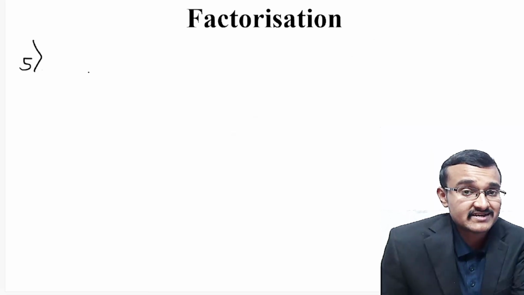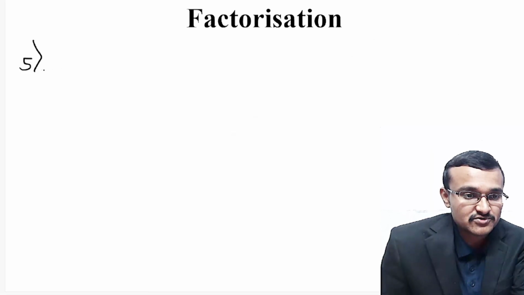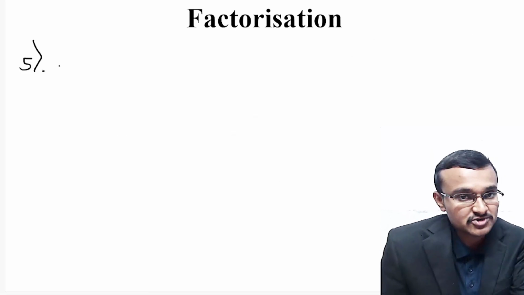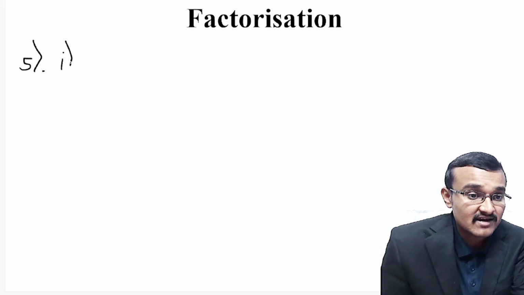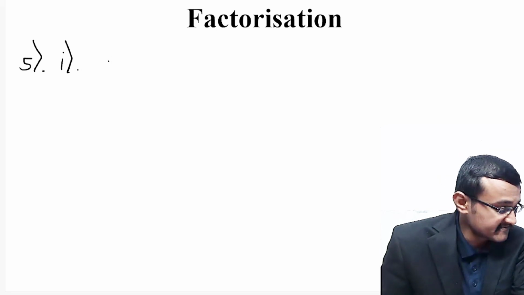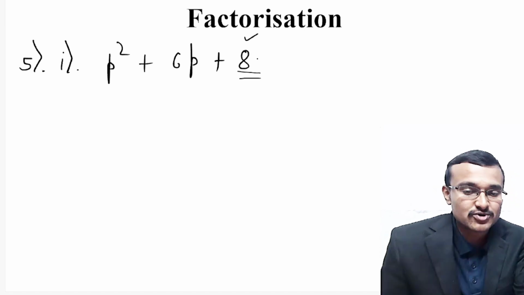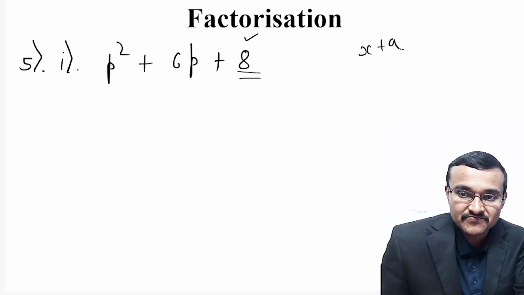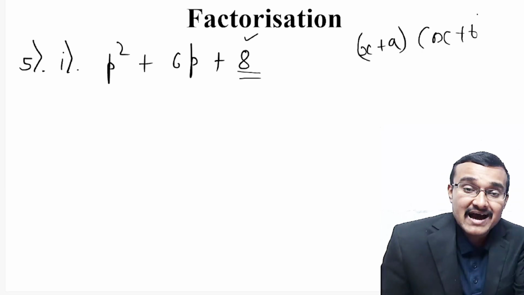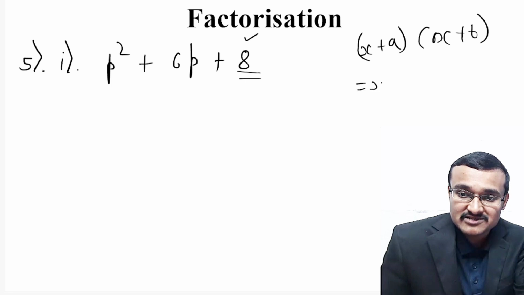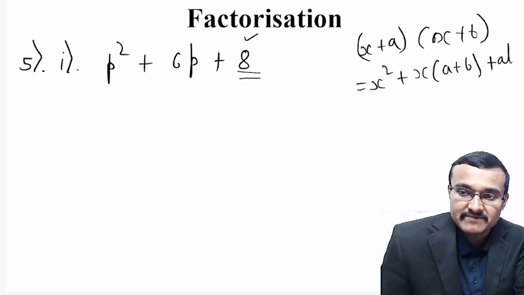Coming to the fifth question, here you have three questions in this particular fifth question. I will solve two questions, and the remaining one you can solve similarly. Coming to the first question, they have given p square plus 6p plus 8. So 8 is not a perfect square. Here I should use the x plus a into x plus b identity. What is x plus a into x plus b? x plus a into x plus b will be x square plus x into a plus b plus ab.